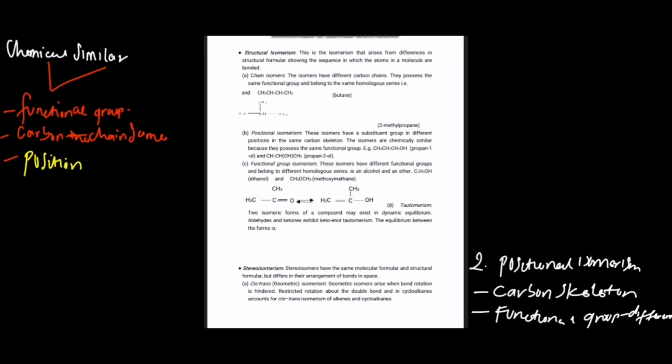The reason why the chemical property is still similar is because they have the same functional group, but the position of the functional group changes. Now, let me use the example from the slide to explain the positional isomer.